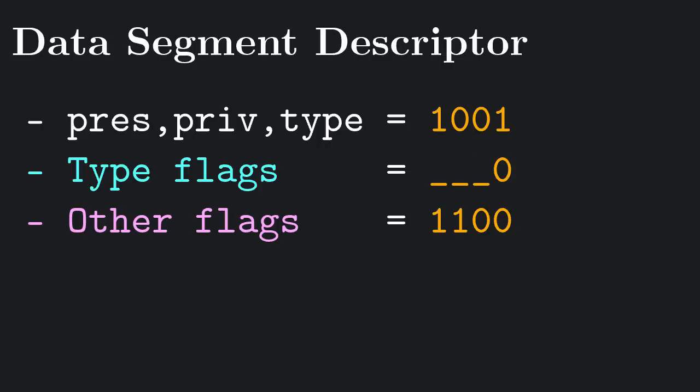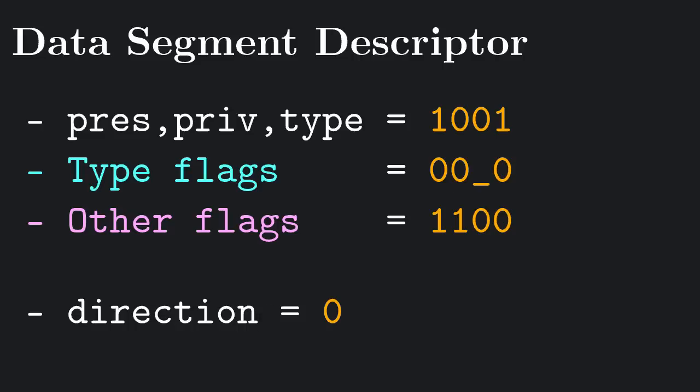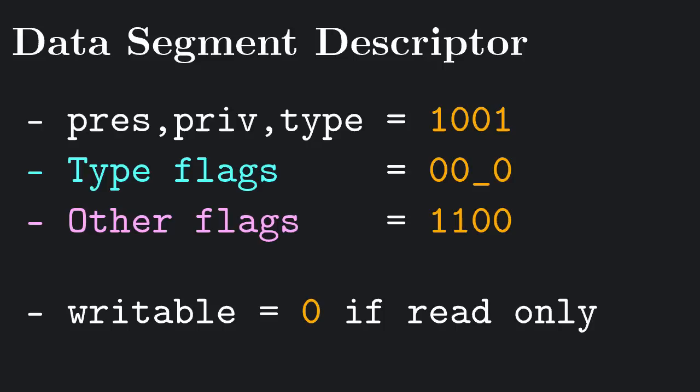The data segment descriptor is similar, we only need to change a few flags. The first type flag should be 0, as the segment does not contain code. The second one is not the conforming flag anymore, but the direction flag. When this flag is on, the segment becomes an expand down segment that grows downwards. We don't want that, so we'll set it to 0. What was the readable bit in the code segment descriptor is now the writable bit. It should be set to 0 if the segment is read-only, but it is not, so we'll set it to 1.